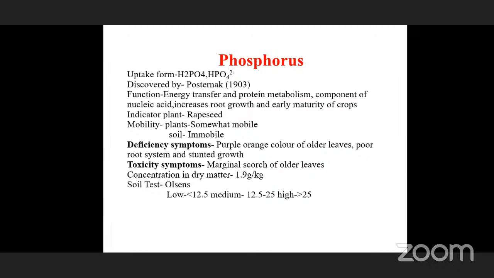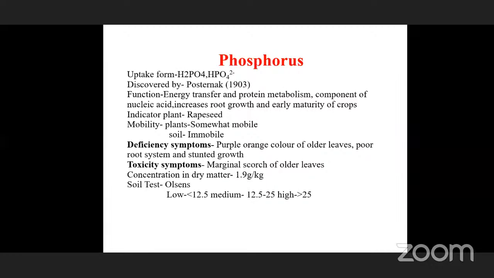There is no need for splitting, because the root system should be established first, so we apply phosphorus at the beginning, and it is helpful in early maturity of the crops. What is the indicator plant for phosphorus? That is rapeseed. The mobility: in plants it is mobile, whereas in soil it is immobile. It gets fixed on the clay complexes.